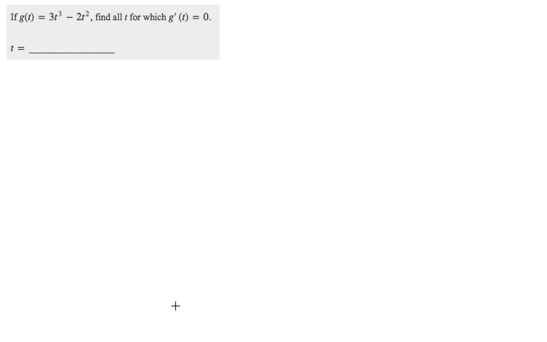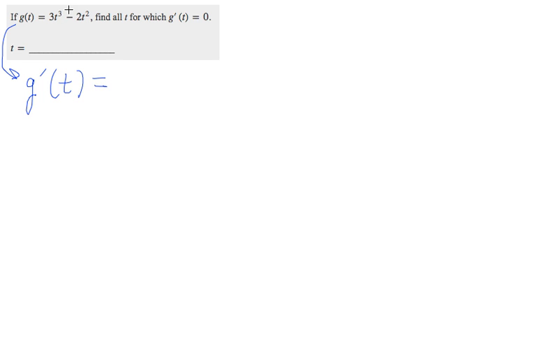In this problem, we are going to find all the values of t for which g prime of t, or the derivative, actually equals 0. So we're going to start by finding the derivative. So we will use the power rule, g prime of t.